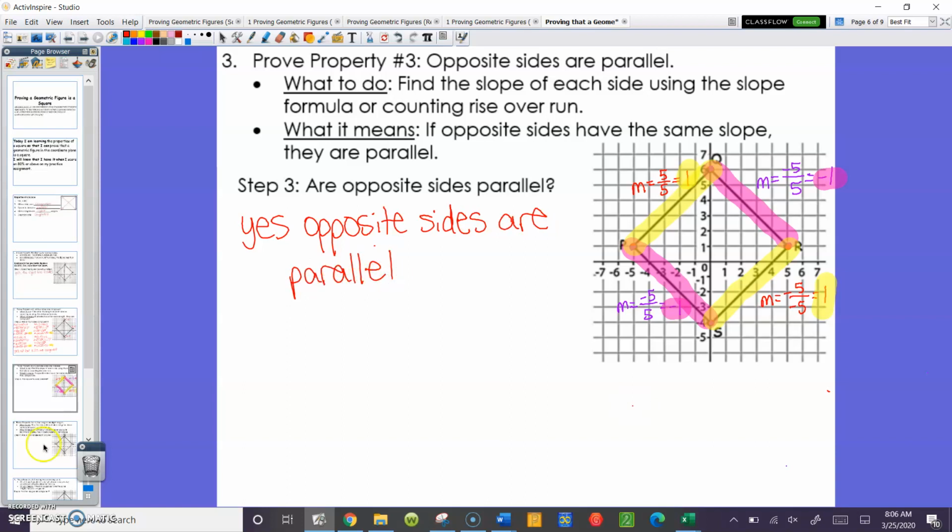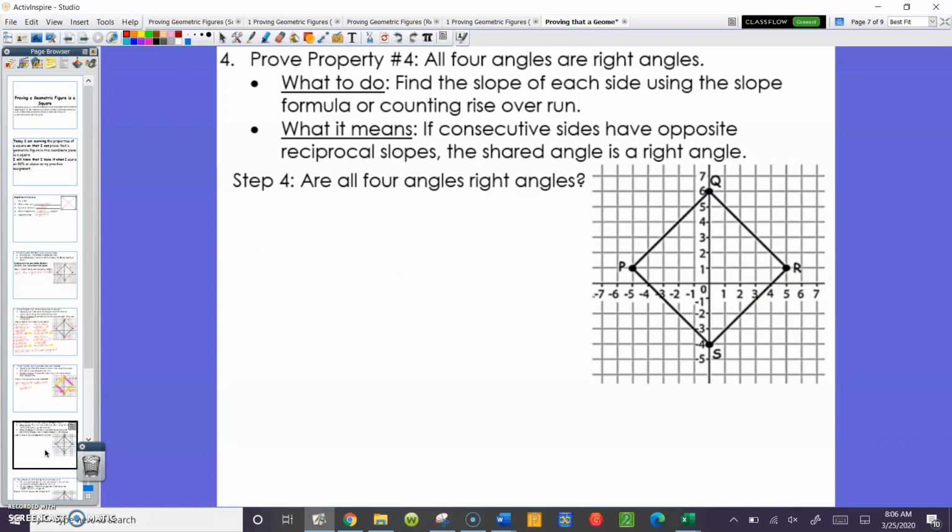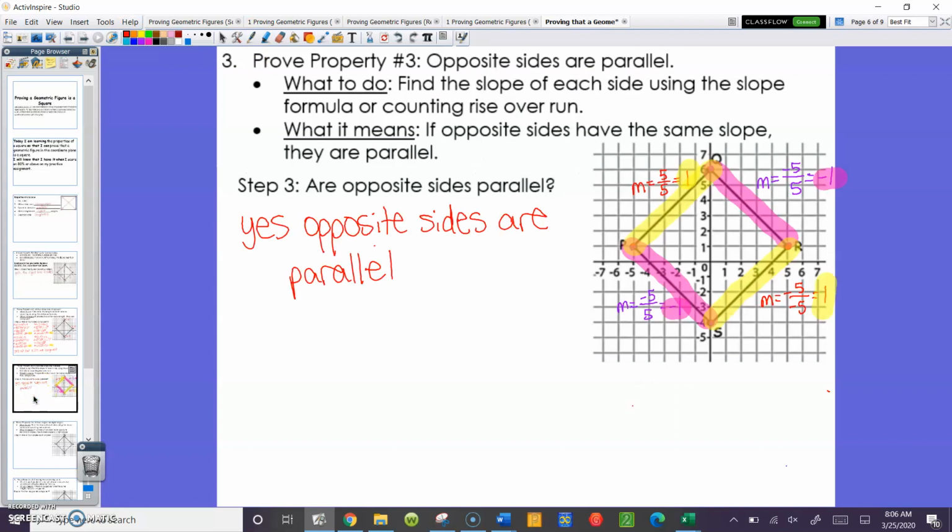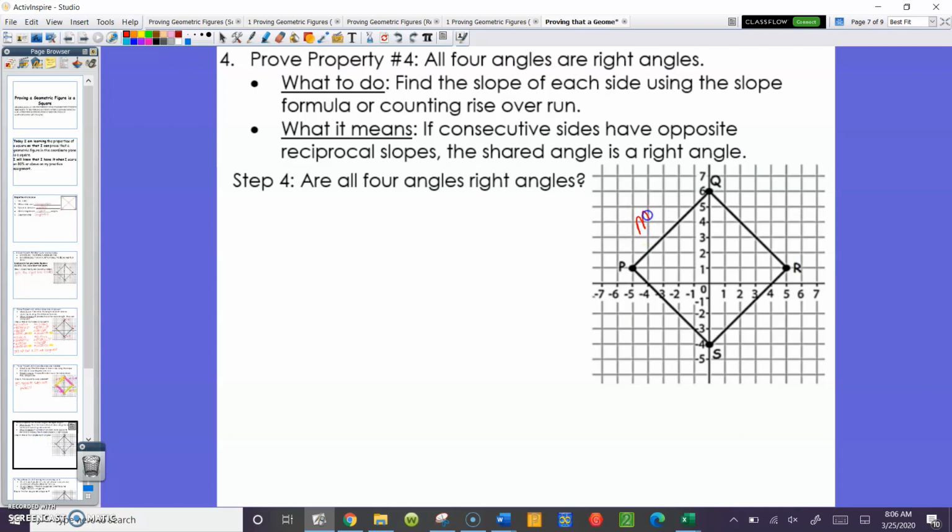All right, let's move on to property 4. All 4 angles are right angles. So what we would need to do to figure this out is find the slope of each side, which we've already done. So I'm just going to go ahead and write that in. Let me go back to check so I can remember. Okay. So this was 1, this was 1, and then these were negative 1. Now that we found the slope, what it means is, if consecutive sides have opposite reciprocal slopes, then the shared angle is a right angle.